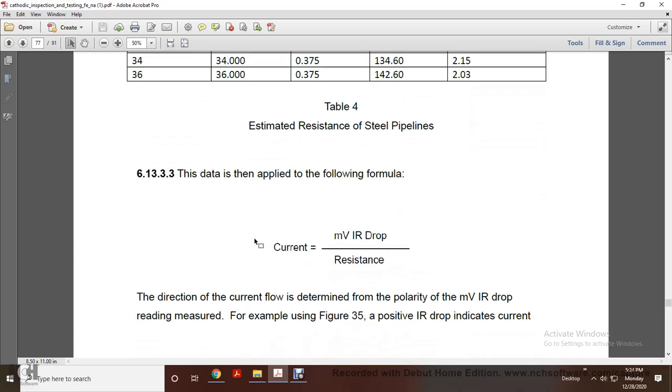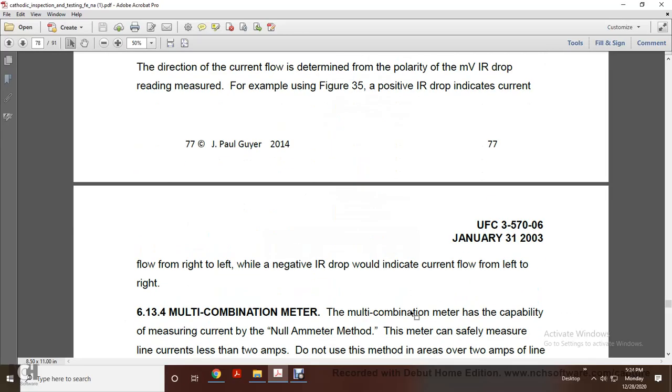This data is applied with the following. The current is equal to the millivolt drop over the resistance. The direction of the current is determined by the polarity of the millivolt drop. For example, a reading of 35 positive indicates current from right to left. A negative drop will indicate current from left to right.